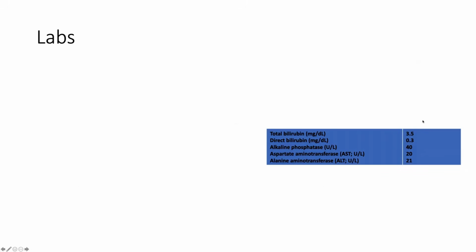Good. All right, so let's talk about some of these labs. Let's try and dig into this. So Claudia, what does direct bilirubin actually refer to? So we've got total bilirubin and direct bilirubin. What does it mean to say direct bilirubin? Is that conjugated bilirubin? That is conjugated. It refers to the conjugated bilirubin.